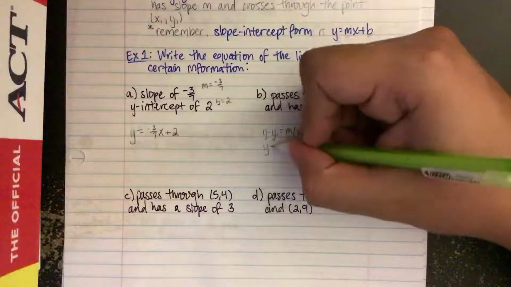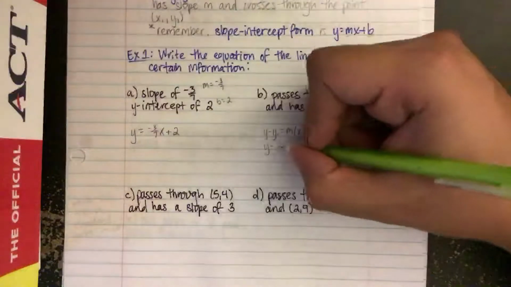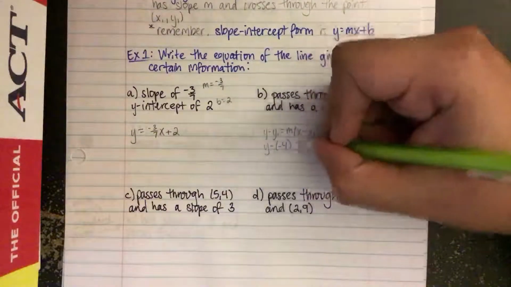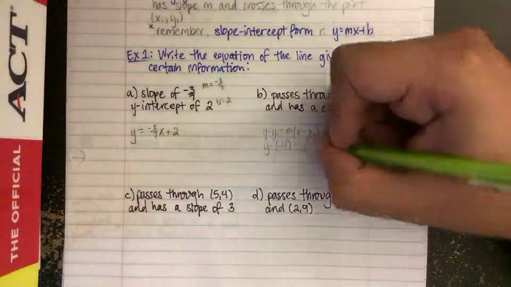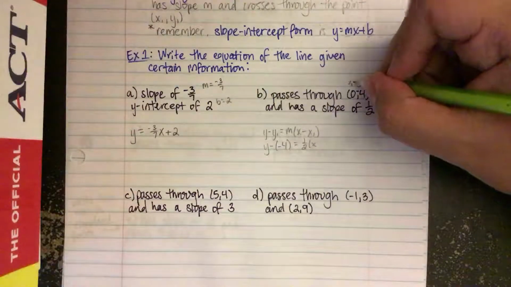So y minus y1, notice it's a negative 4. So minus negative 4 equals slope of 1/2, x minus x1, which is 0.